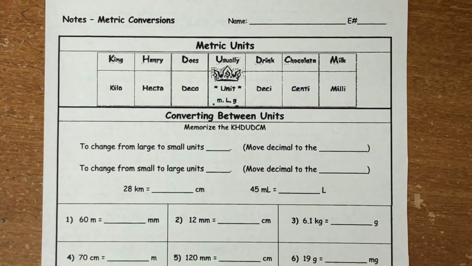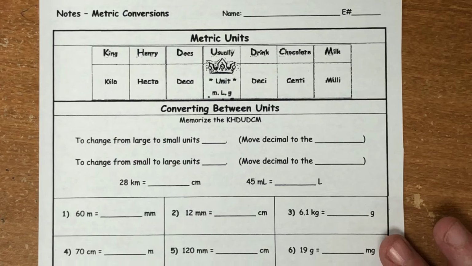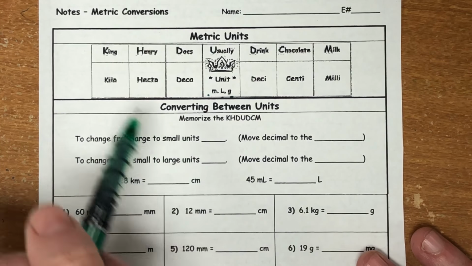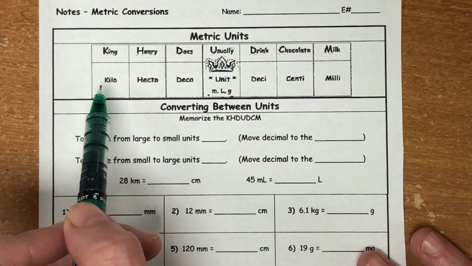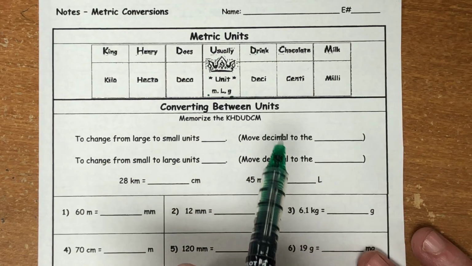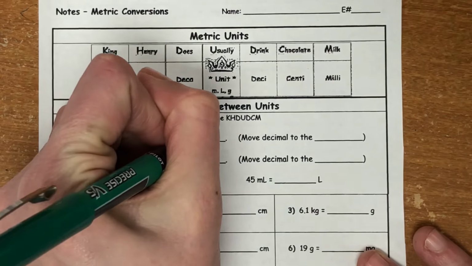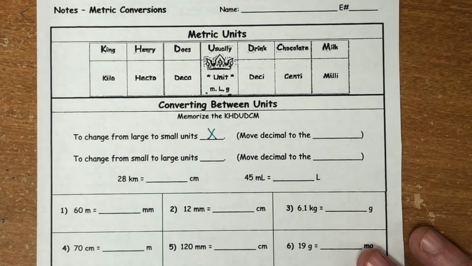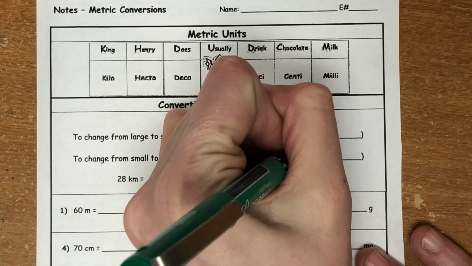When you convert between units, it depends on which way you're moving the decimal point. Either you're multiplying or dividing, okay? So the rule is to change from a large to a small unit. For example, if you're going from kilograms all the way to milligrams, you're going to multiply. That means you're moving the decimal to the right.